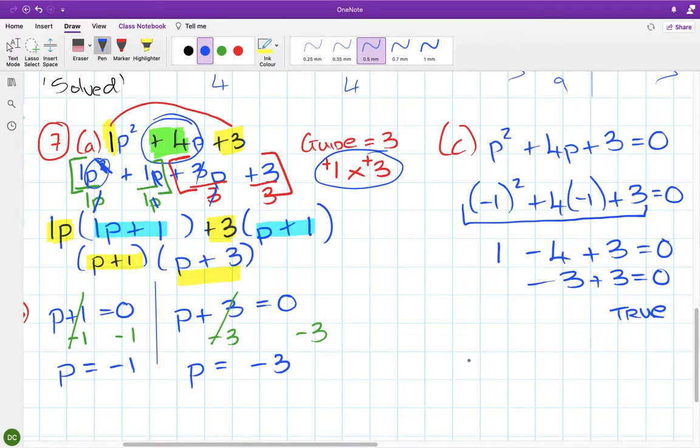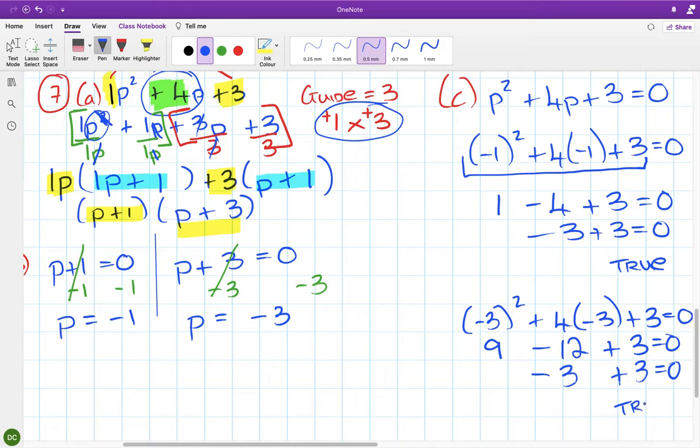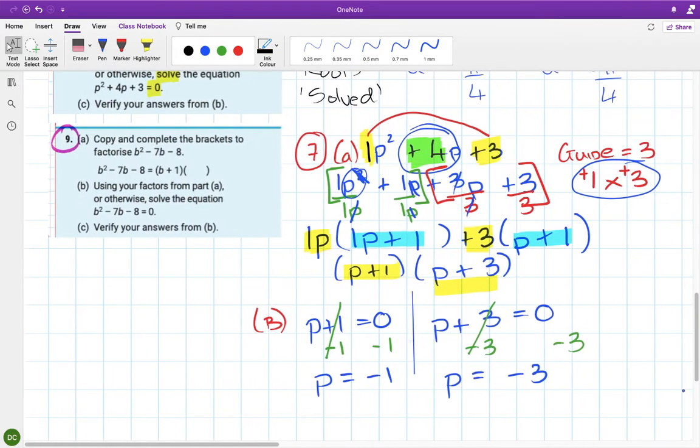And then the other one is minus 3, so it's minus 3 squared plus 4 times minus 3 plus 3 equals 0. Minus 3 squared is 9. This is minus 12 plus 3 equals 0. And 9 minus 12 is minus 3 plus 3 equals 0, which is true. Yeah. So that is the first one.